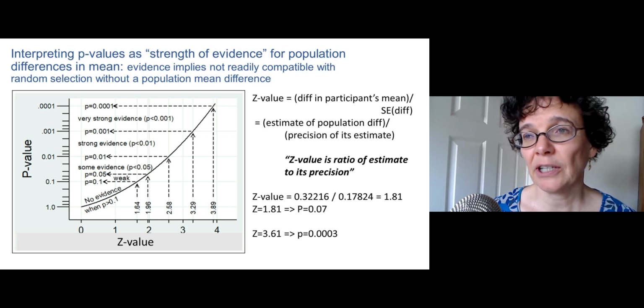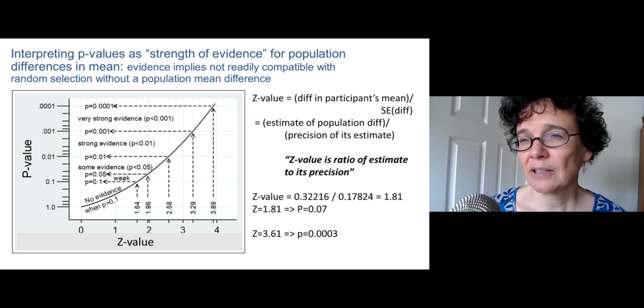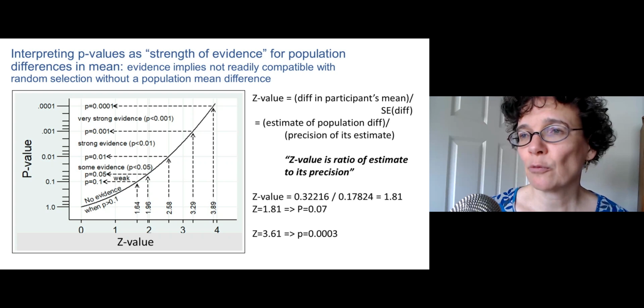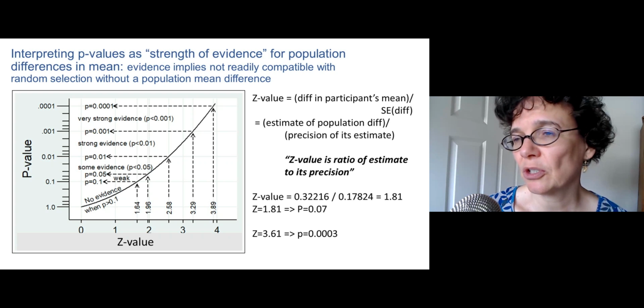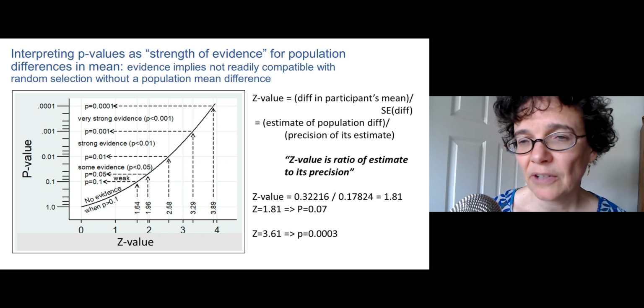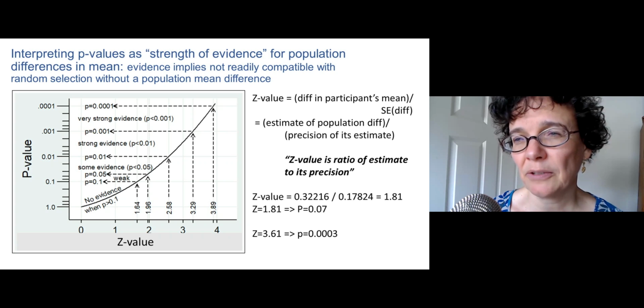Now you can work out the Z value, which is calculated as the difference in participants' means over the standard error of the difference. Another way of saying that is the difference in participants' mean is used to estimate the difference in population mean, and the standard error is the precision of this estimate. So the Z value is a ratio of this estimate to its precision. In this case, it's 0.32 divided by 0.18, which is 1.81. You can look up the Z value along the horizontal axis of the graph shown, go upwards and then across to the left to find a p-value of 0.07.